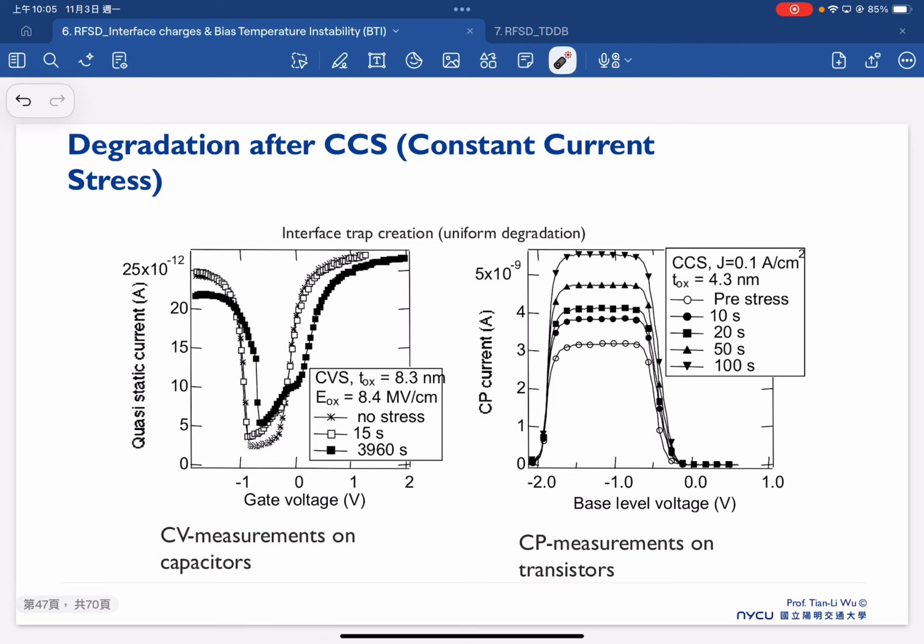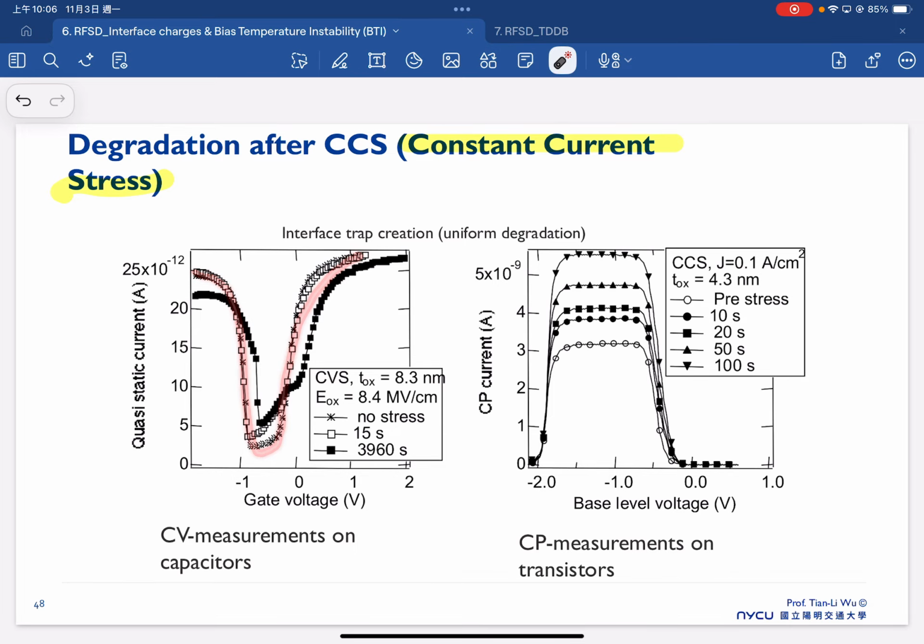So let's look at some real degradation results. This is an experiment conducted after CCS, which is constant current stress. In the case of CCS or CVS testing, we can see a certain increase of our interface traps. On the left-hand side, with no stress, our CV curve looks like this. So that's fresh.